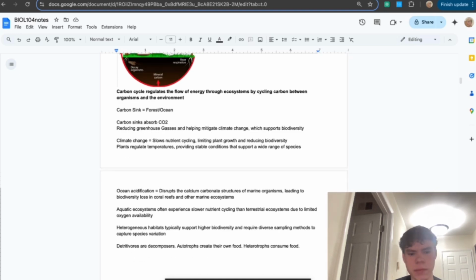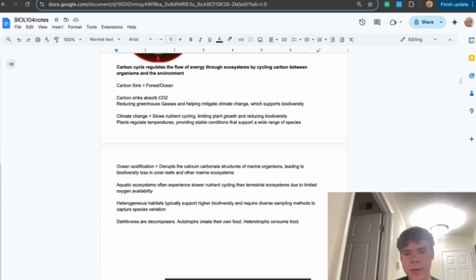And detritivores are decomposers. Autotrophs create their own food. Heterotrophs consume food. Carnivores eat meat. Herbivores eat plants. Yeah, that's good to know.